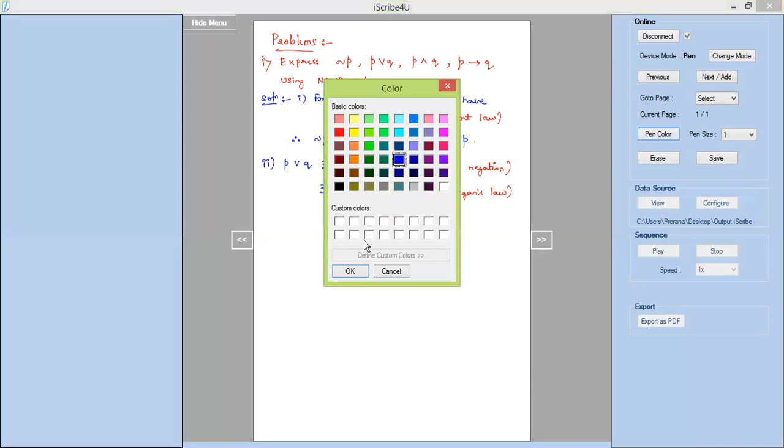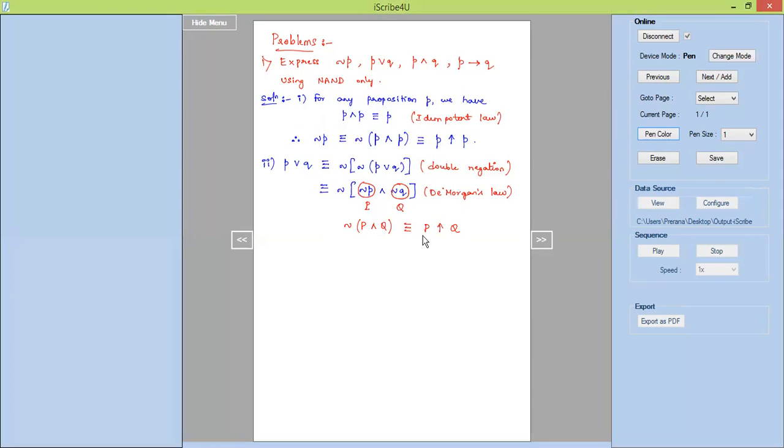So that we can now express this expression in the form P NAND Q. So that will fetch me, in place of P I have negation P, NAND negation Q. Negation P, NAND negation Q. We have to express with only the logical connective NAND.